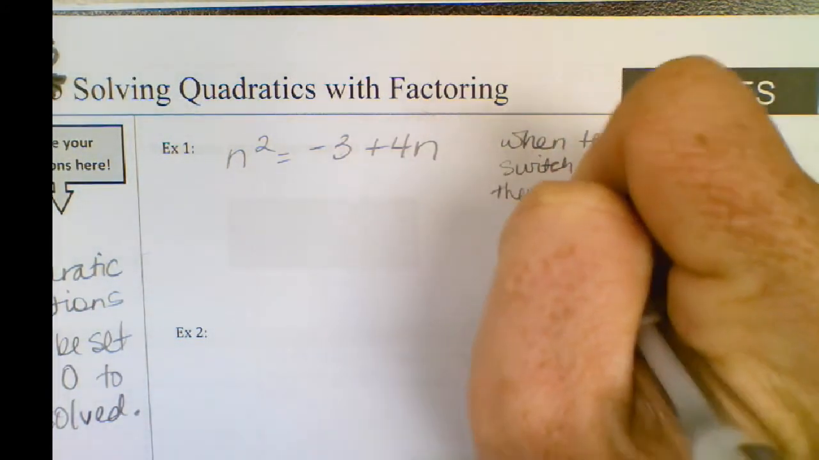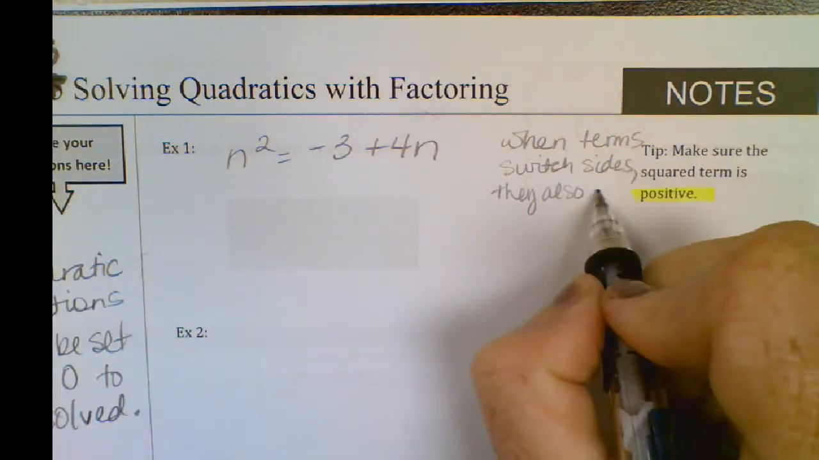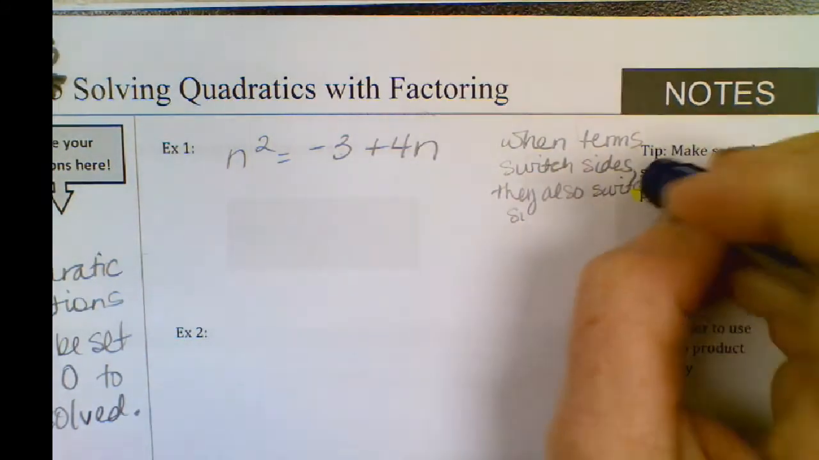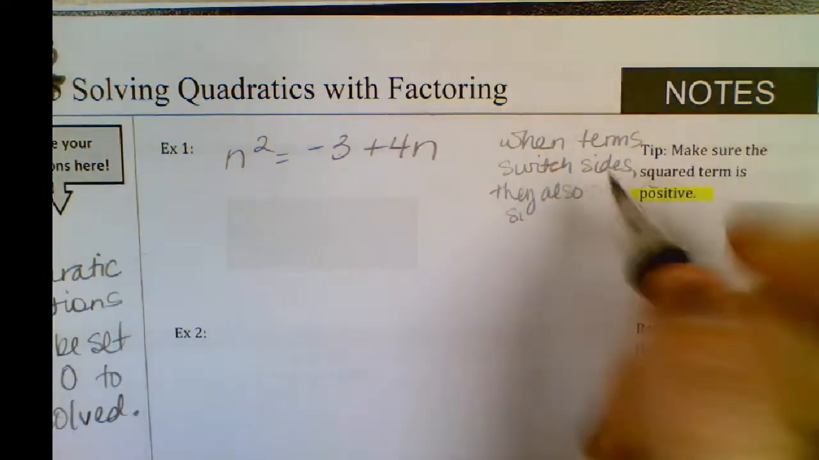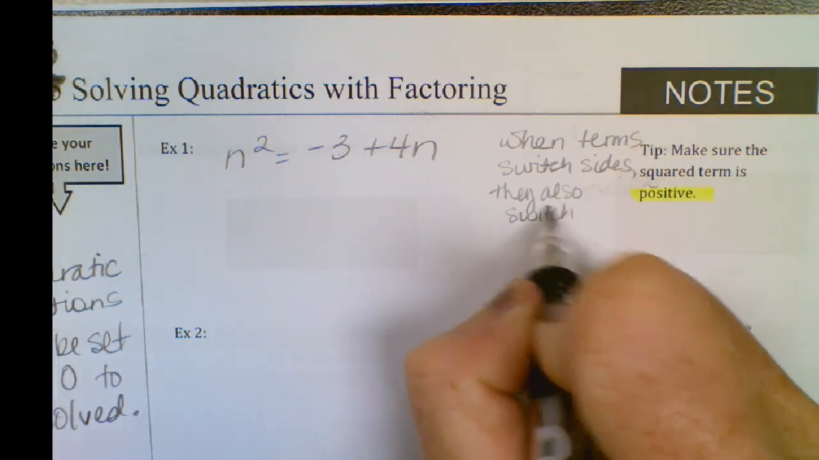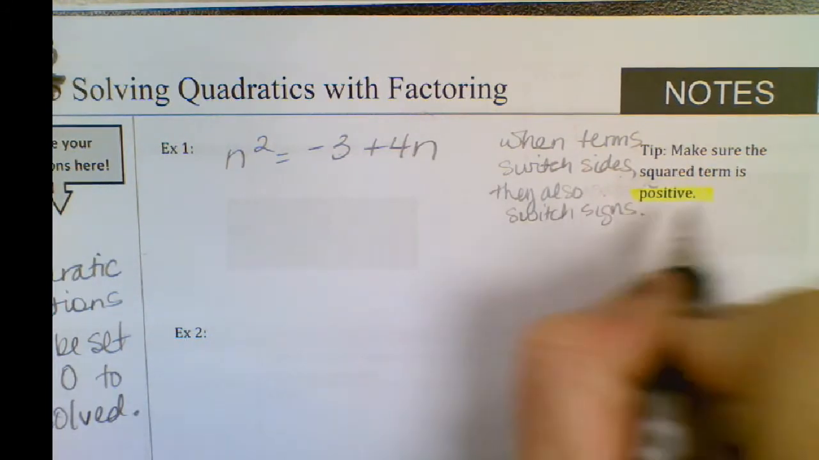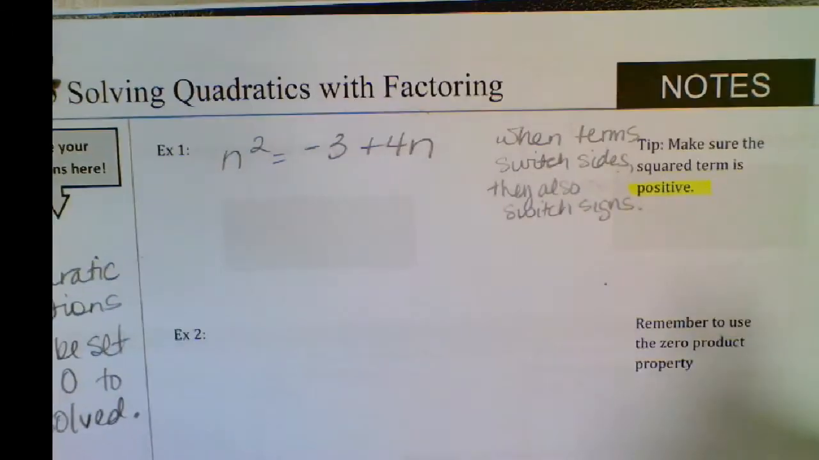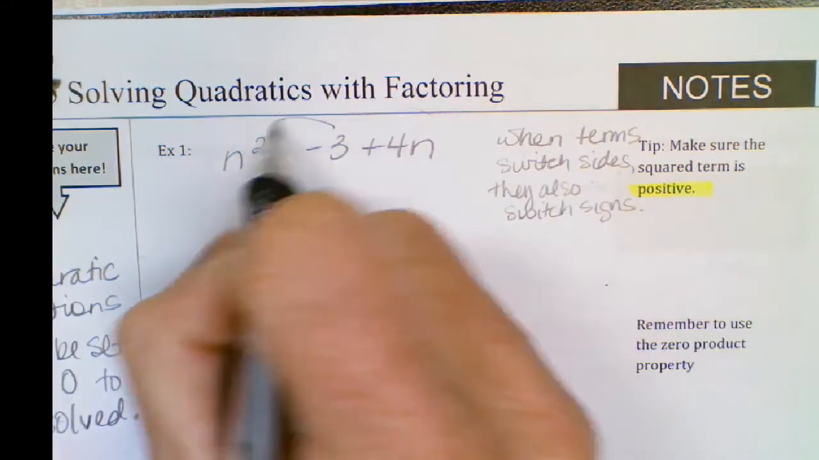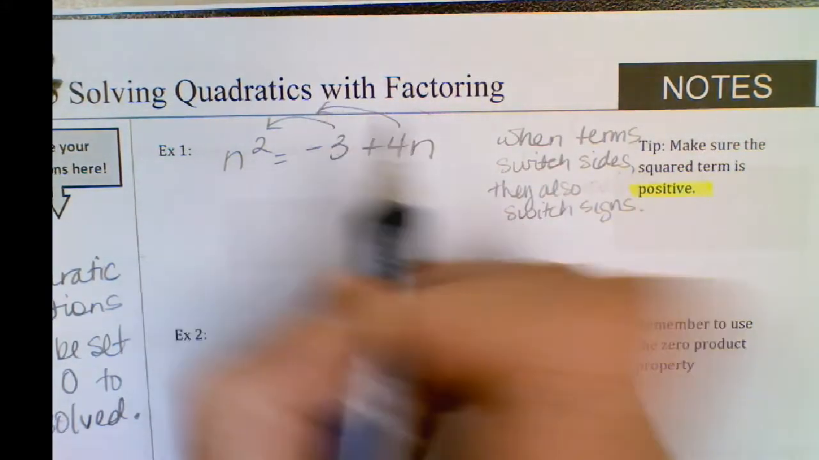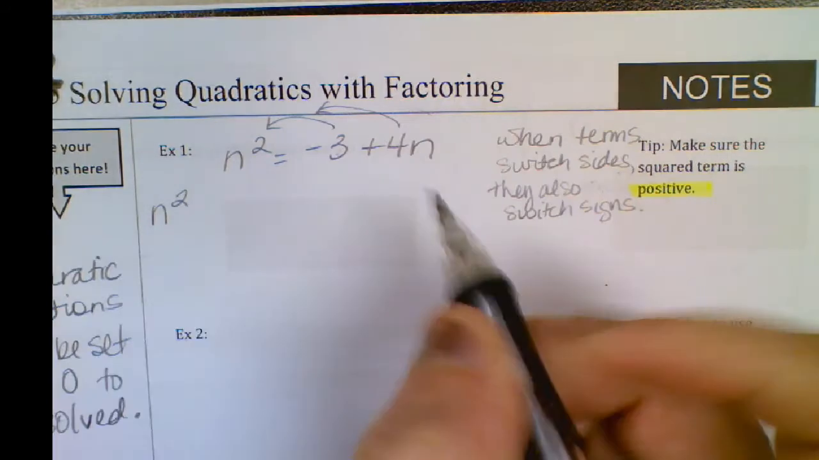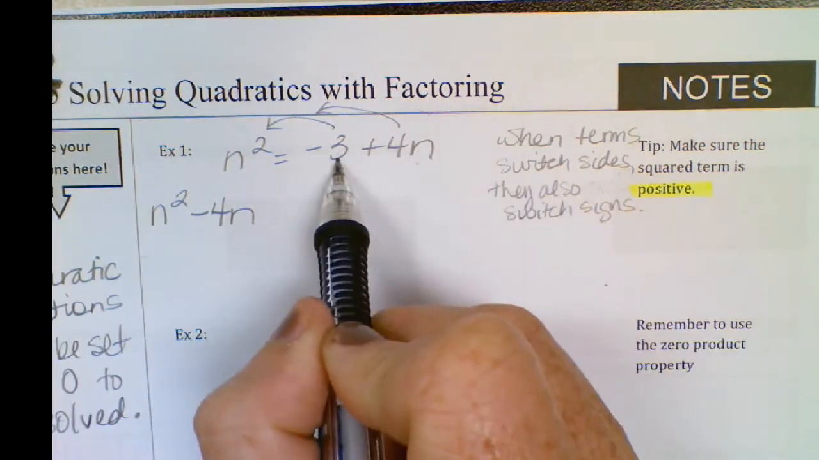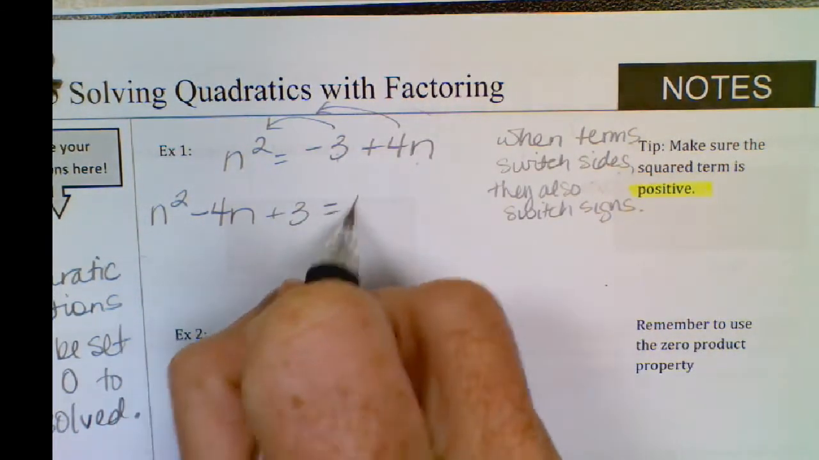they also switch signs, because they're having to do the opposite to get to the other side, right? If you go up, you have to go down. Move left, you have to move right. So when these move to the other side, they're going to change their signs. So we're going to put them in standard order. The opposite of 4n is -4n, and the opposite of -3 is +3.